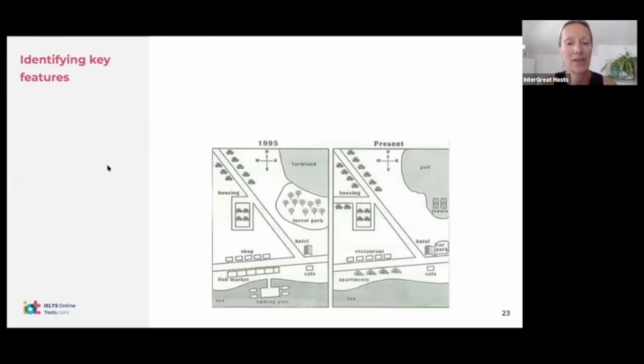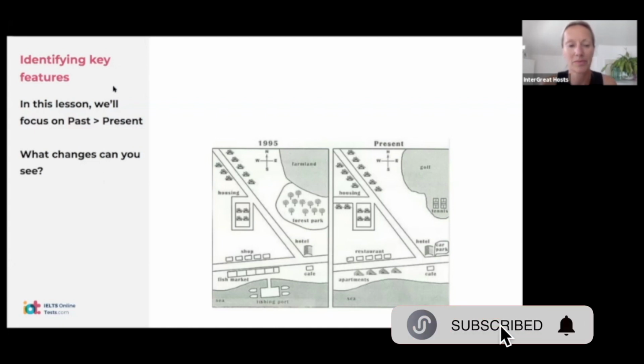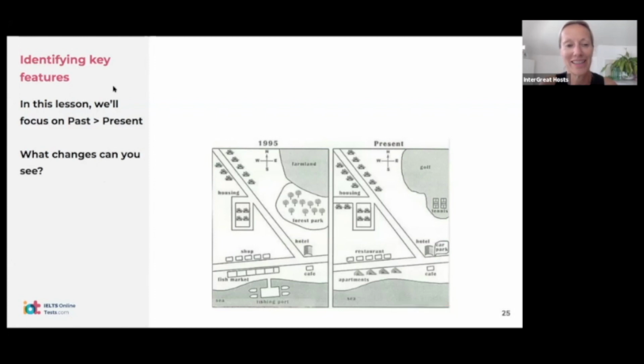Okay, so identifying key features now. Right, so in this lesson, we'll focus on past to present. Okay, so they're the key times. First of all, what changes can you see here? For those of you that have done this before, this should be quite easy. So it's like revision for you. For others, see if you can see the key changes.